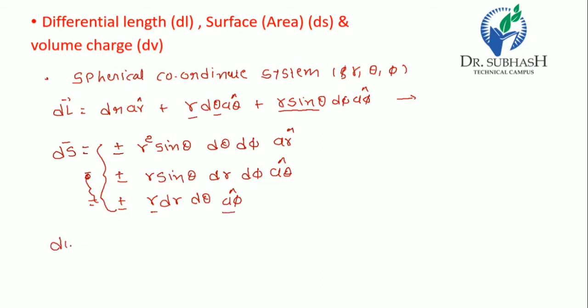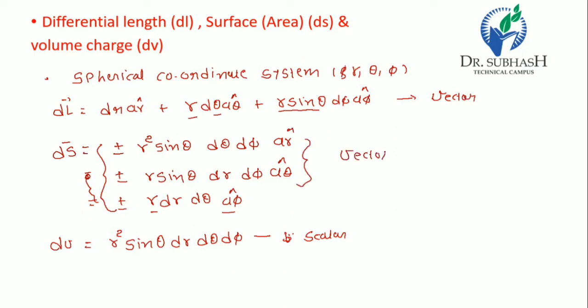And the differential volume dv is r square sine theta dr d theta d phi. It is a scalar quantity, whereas the differential length is a vector quantity and the differential surface is a vector quantity. Now these formulas are directly used in the volume charge density, surface charge density, and the line charge density.